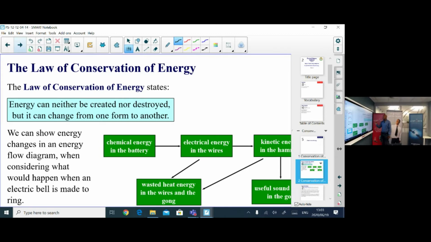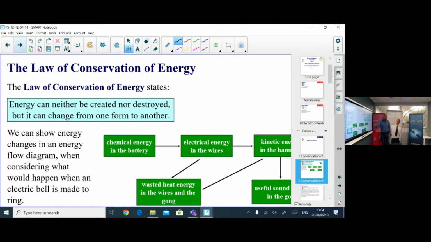Okay. Now, in other words, don't forget, if they ask you about the law of conservation of energy, the energy that they're talking about, you can't destroy it. You can't create it either. But it can change from one form to another.